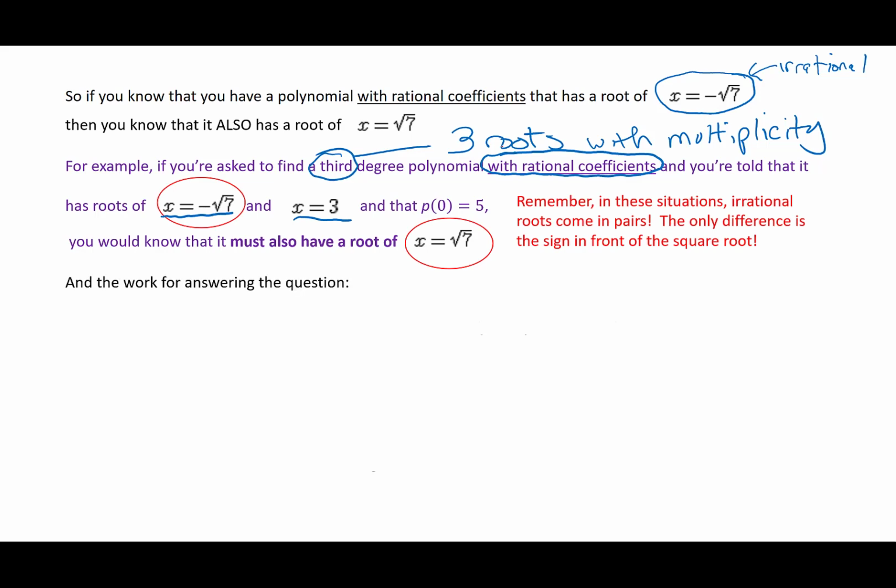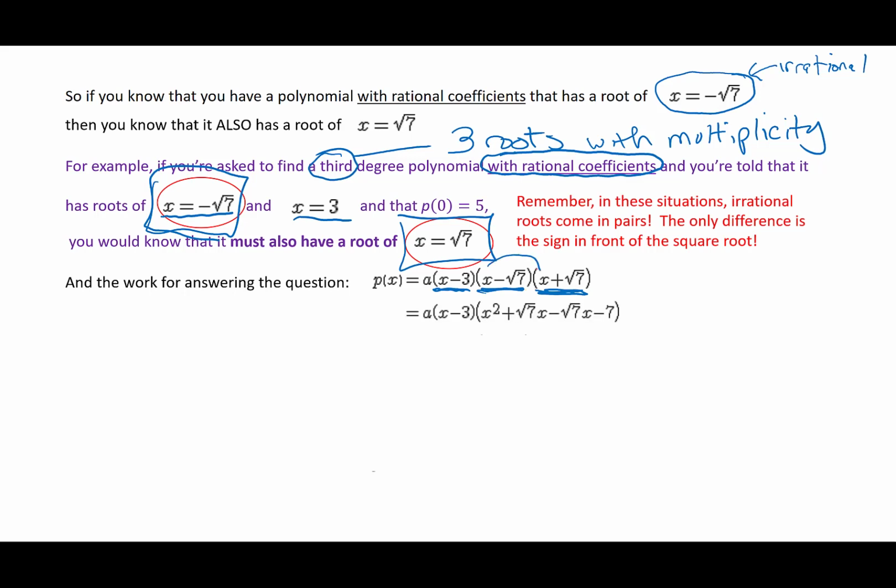So here's the work for answering this question. You know that you've got a root of 3, which gives you this x minus 3 factor. This root is going to give you actually this factor, and this root gives you this factor. Let's multiply this out. The way we did that is FOIL. And this is really nice. See how the middle term cancels out? That's where the idea of why there's pairs in the first place. The middle term is always going to cancel out if they come in pairs.